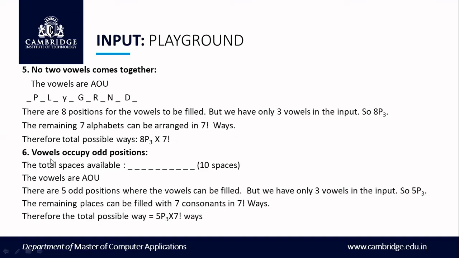The next question is the vowels occupy odd positions. So find out the total spaces available. There are total 10 spaces. In that, 5 places will be treated as odd positions and the remaining 5 positions will be treated as even positions. The vowels are A, O, U. We have only 3 vowels, but 5 odd positions are there, so the possibility is 5P3. The remaining places can be filled with 7 consonants in 7 factorial ways. Therefore, the total possible way is 5P3 into 7 factorial ways.